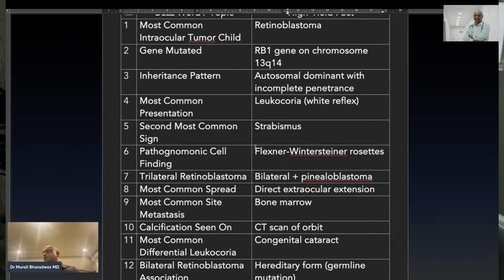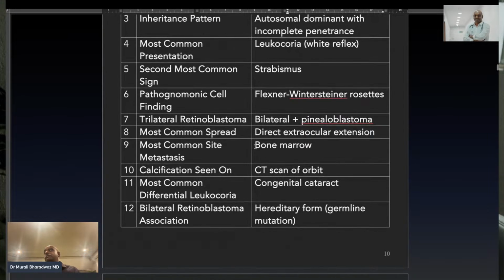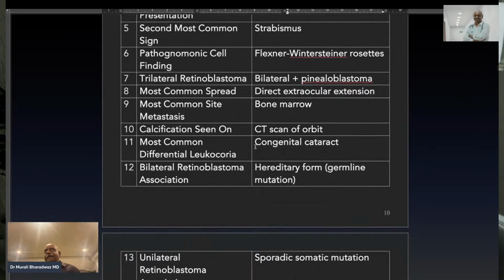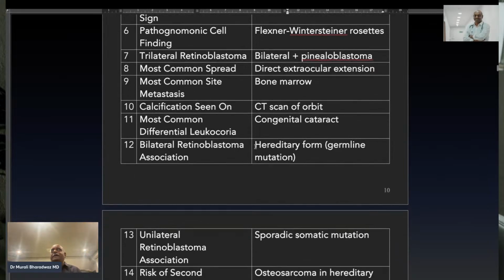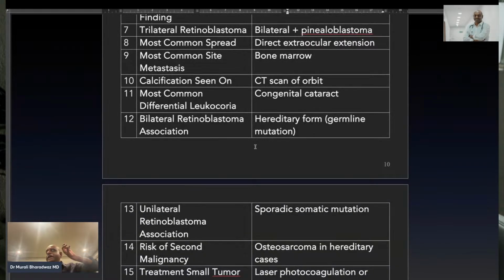There is a white reflex called leukocoria. The second most common presentation is strabismus. On histopathology, Flexner-Wintersteiner rosettes are typically found in retinoblastoma. Trilateral retinoblastoma is bilateral retinoblastoma plus pinealoblastoma. The most common way of spread is directly outside the eye, by direct extraocular extension.